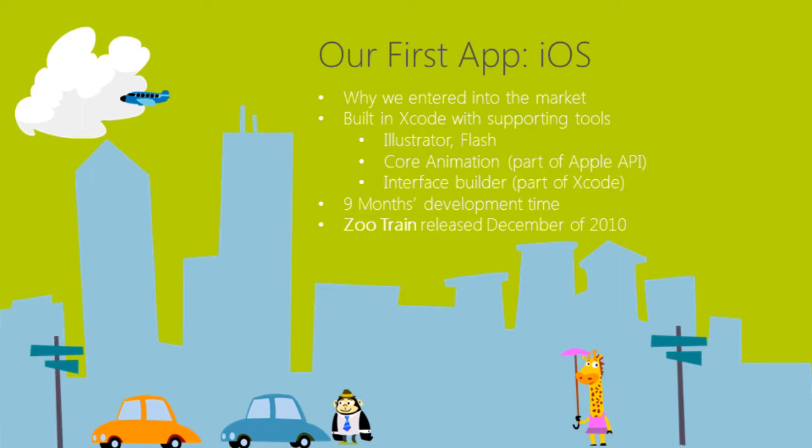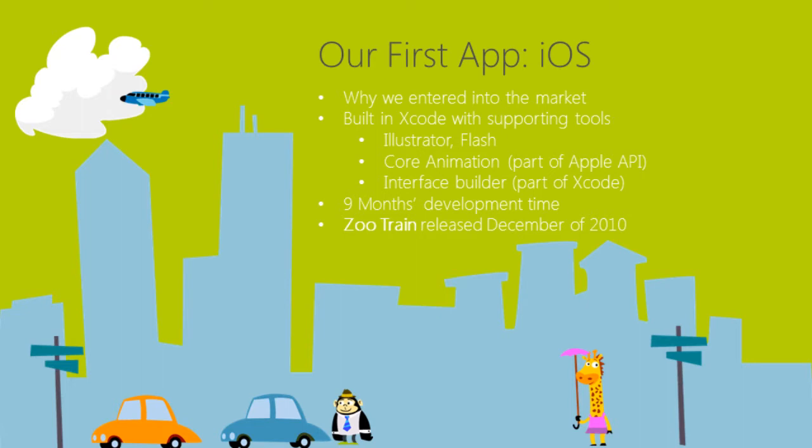So Mitch built the first app, ZooTrain, in Xcode. We built art in Illustrator. We did some canned animations in Flash using exported PNG sequences. Mitch did some dynamic animations with Core Animation, which is part of the Apple API, and then laid out all the game screens in Interface Builder, which is part of Xcode. The development time was 9 months. It's the longest development time we've had on an app, but again, it was our first foray into the field. We were doing it while we kept our own regular projects going on the side. So it took a significant amount of time, compared to our other titles.